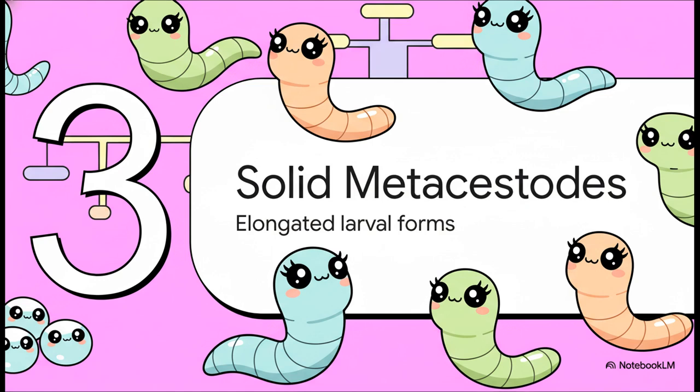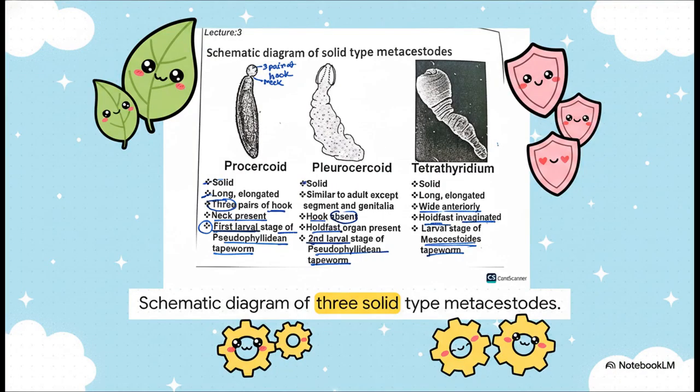Section 3. Solid metacestodes. Let's leave the fluid-filled bladders behind and swing over to the other side of our family tree to check out the solid, elongated metacestodes. Think of these three solid-type metacestodes as your diagnostic checklist. We've got the procercoid, the plerocercoid, and the tetrathyridium. They're all solid, they're all elongated, but they have distinct anatomical features that tell you exactly what stage and species you've got your hands on.